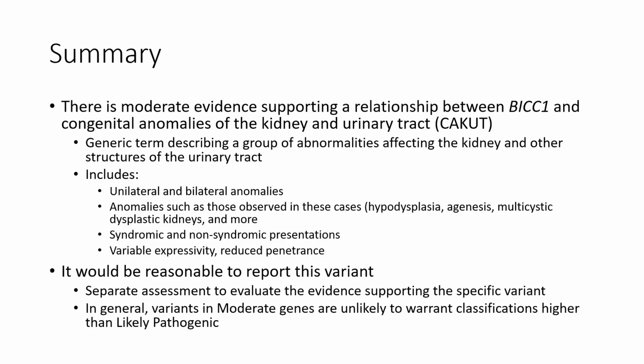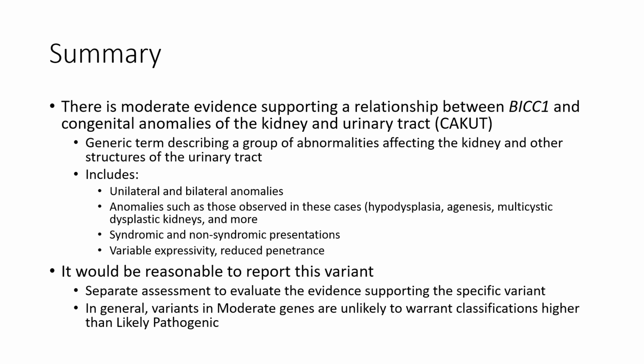So in summary, there is moderate evidence supporting a relationship between BIC1 and congenital anomalies of the kidney and urinary tract. If you'll recall, all of the currently proposed disease entities focus on the polycystic kidney aspect, as that was the main phenotype of the 2 originally reported cases. With the newer report having renal agenesis, it may be appropriate to consider a broader term to describe the totality of the evidence we now have.